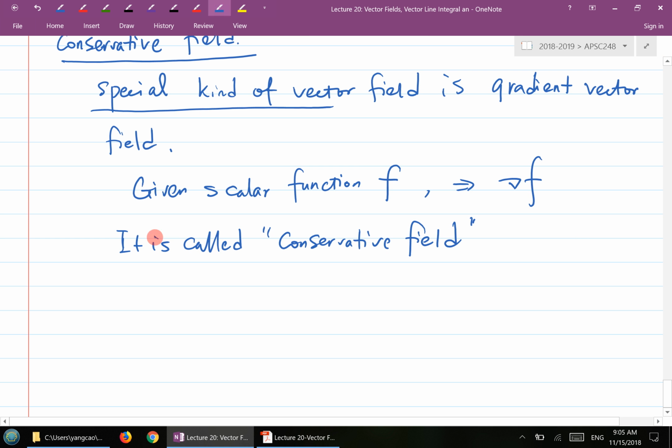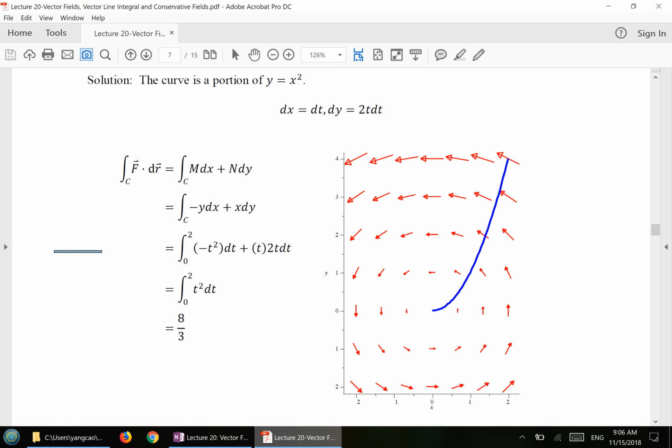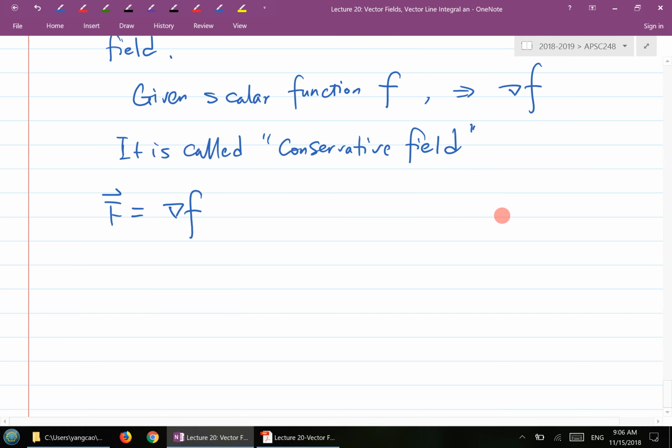So here are a couple of examples for you. Let's come back to the gradient vector field first. So I have F equal to del f. I sometimes keep shuffling between an actual example and the pure mathematical expression. So coming back to this gradient vector field here, let's think about the relationship now.